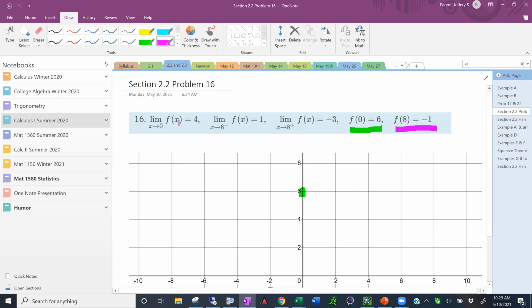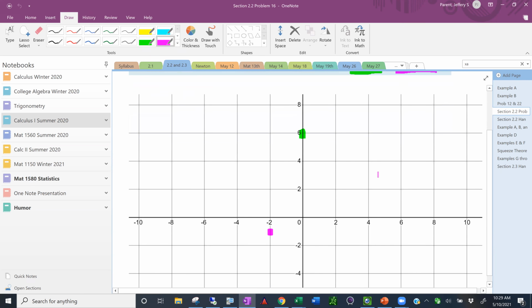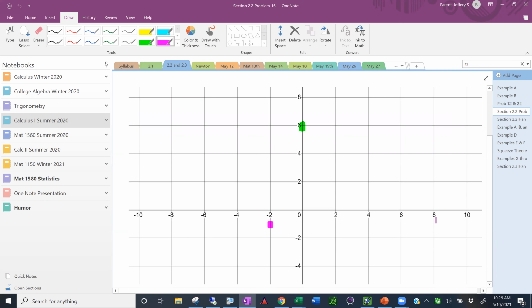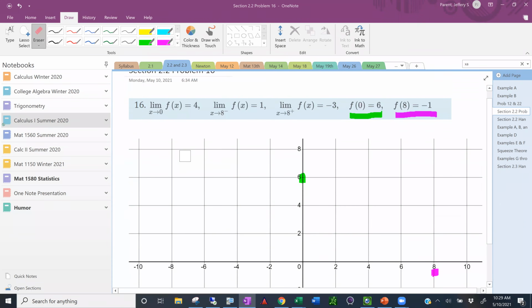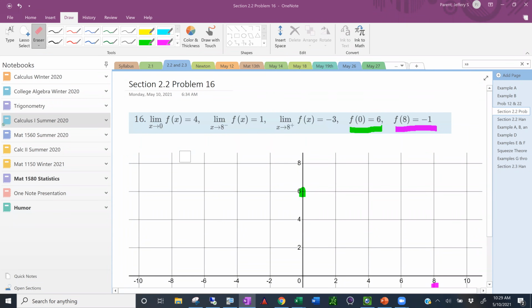Let's see about answering some of these other ones or drawing something that matches some of these other conditions. So f of 8 equals negative 1. That would be about there. Oops. Let's see about matching some of these other things on our graph. So the limit as x approaches 0 of f of x equals 4. So what's that saying? Well, that's saying as you get close to 0 from either direction, you're getting close to the value of 4.